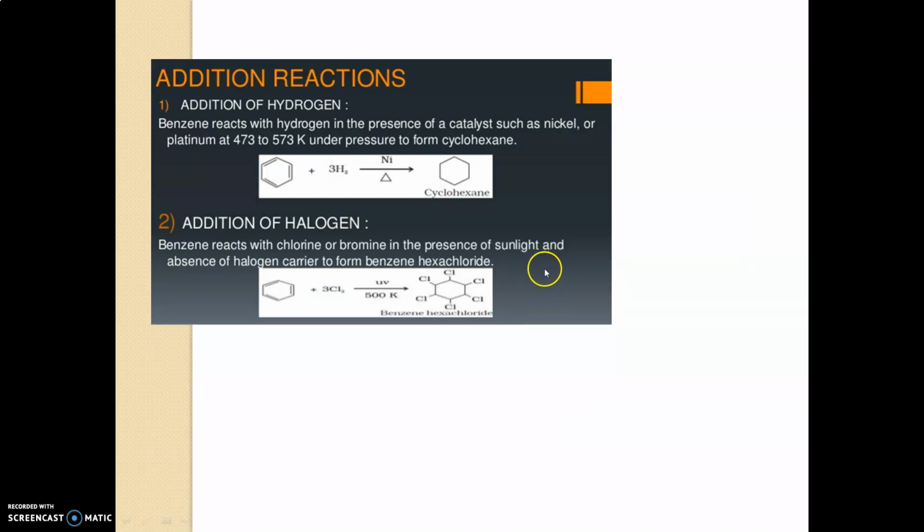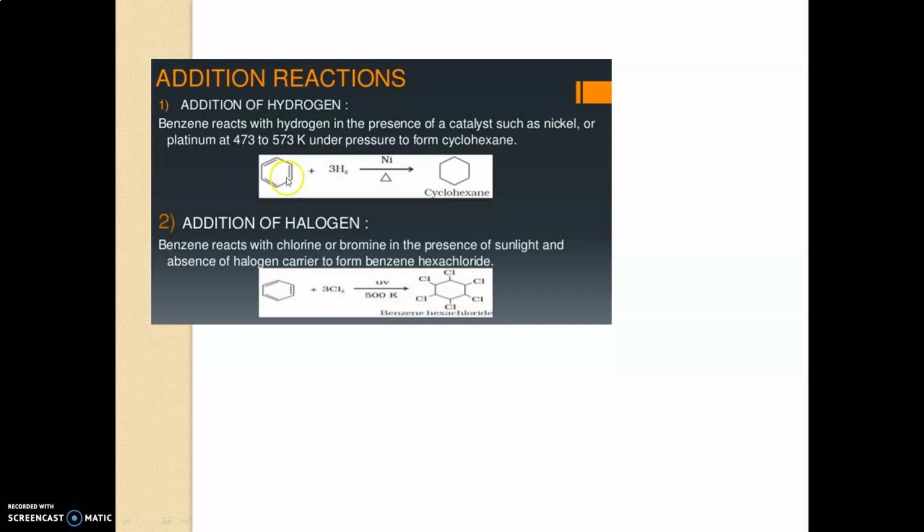Then our benzene also will undergo addition reaction. So what do you mean by addition? Addition is adding of any group. Here we are adding hydrogen, so it is hydrogenation. Addition of hydrogen is known as hydrogenation. So what will happen if hydrogen is added to an unsaturated compound? The unsaturated bond will change into a saturated bond. If you add hydrogen to an unsaturated alkene, it will change into the saturated alkane.